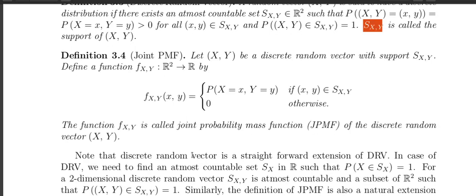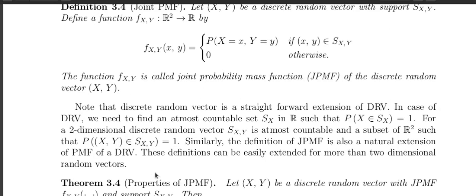In a similar fashion, when we define the discrete random variable, the probability mass function is defined as the function probability X equals small x. In the same way, the joint probability mass function, or joint PMF, is defined by the function which at the point (x,y) takes the value probability that X equals x and Y equals y. Clearly, this probability will be 0 outside the support, but inside the support, this probability is strictly greater than 0. The same definition is only extended from one dimension to two dimensions. Similarly, it can be extended to multiple dimensions, though I am not going into that definition, but you can understand that it is very straightforward.